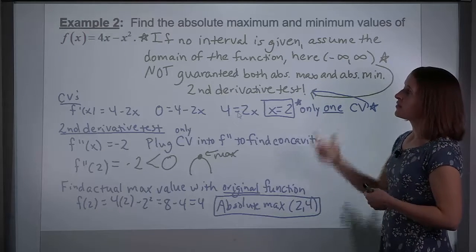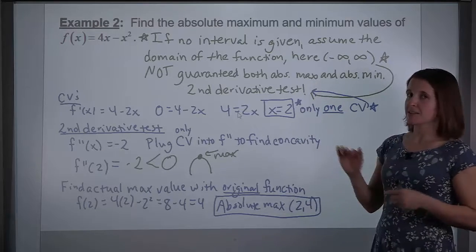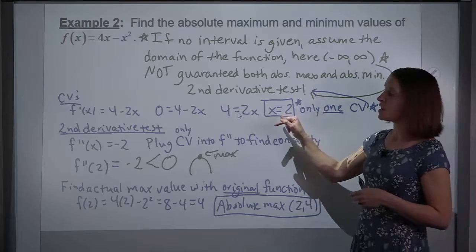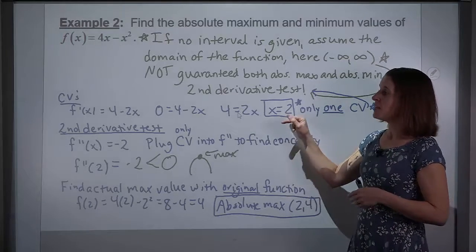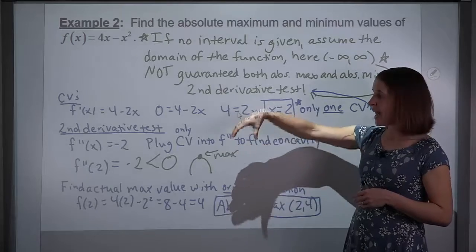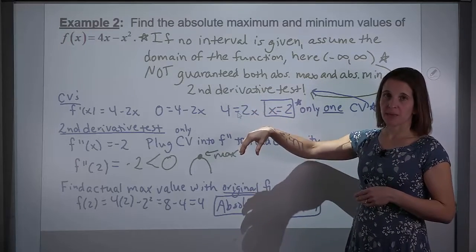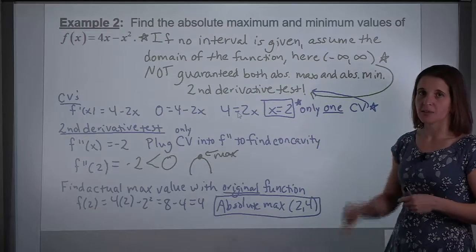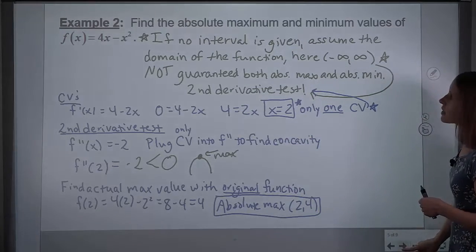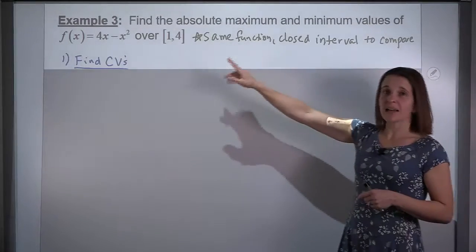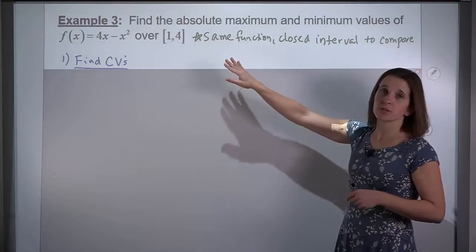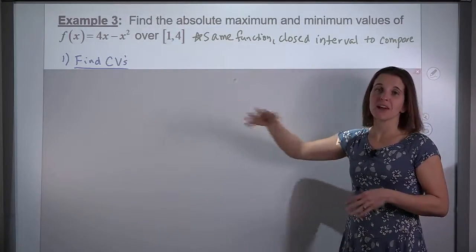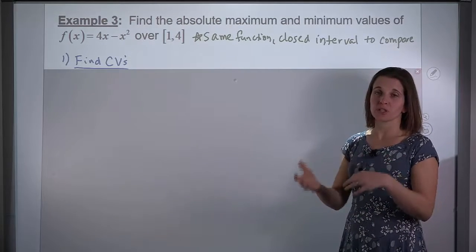Okay? So if we have an open interval, then there's not going to be a trick question. You're going to end up with just a single critical value, and you are using the second derivative concavity to tell you which one it ends up being. Then, as always, we go back to the original function to find the y, the actual value of it. So I just want to show you this is the exact same function, but now it's a closed interval, and I'm doing that to compare what can happen when you have an open interval versus a closed interval.